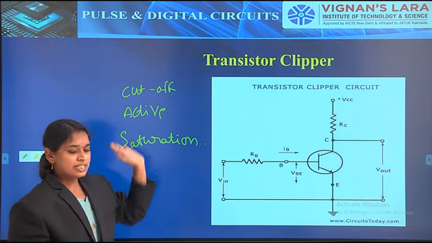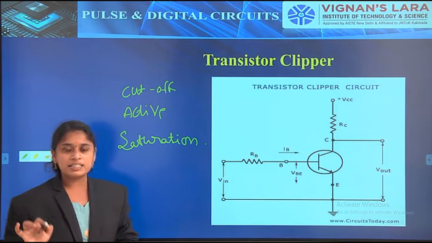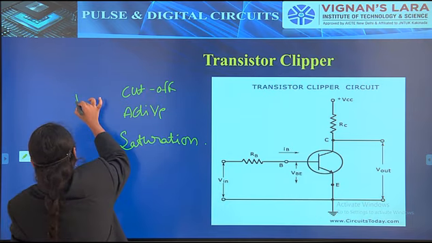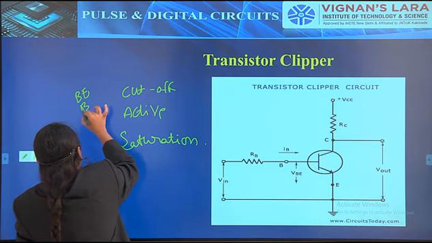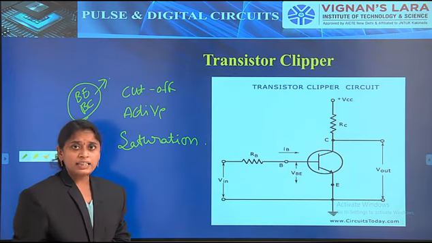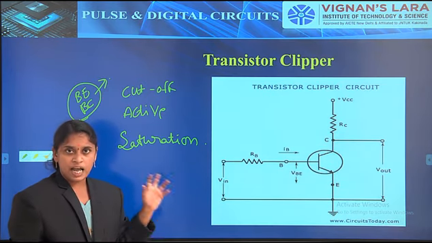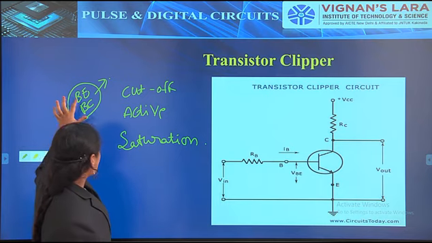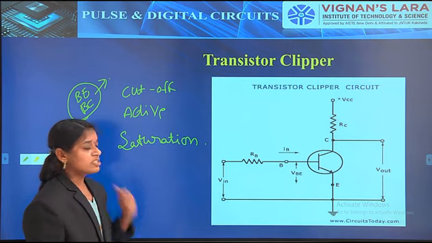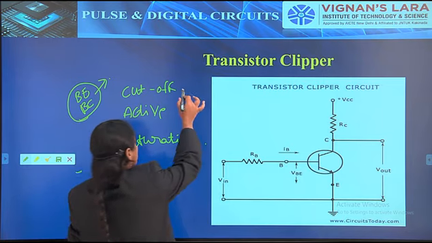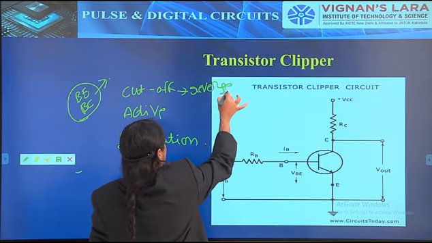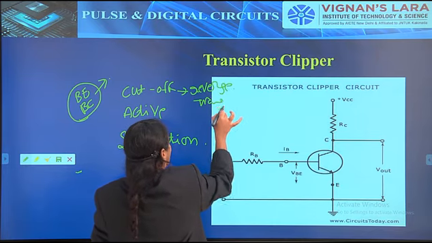Cutoff region: as we know, a transistor consists of two junctions, the base emitter junction and the base collector junction. When these two junctions are in reverse bias, that is, the base emitter junction and base collector junction are both in reverse bias, obviously the transistor is in the cutoff region. In this condition the transistor is in the cutoff region.